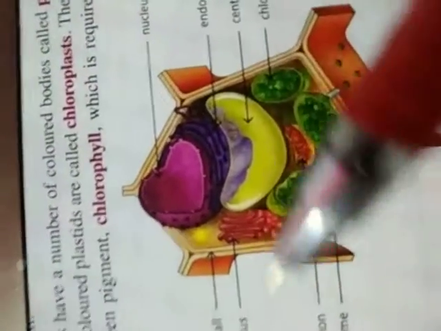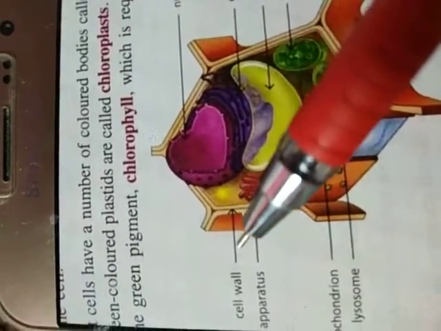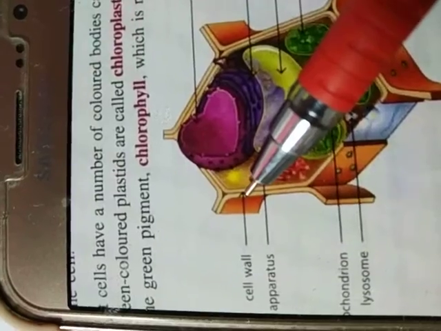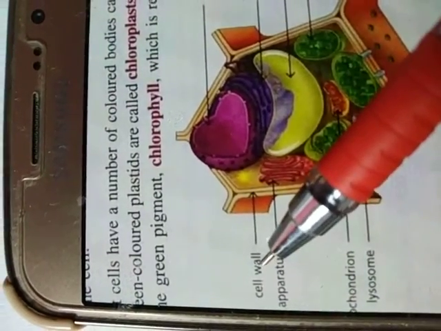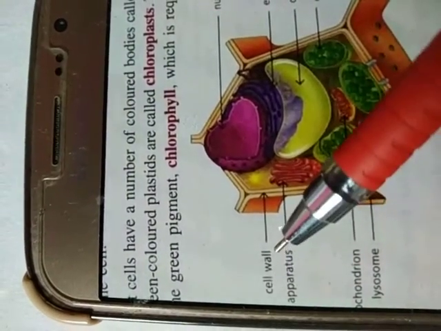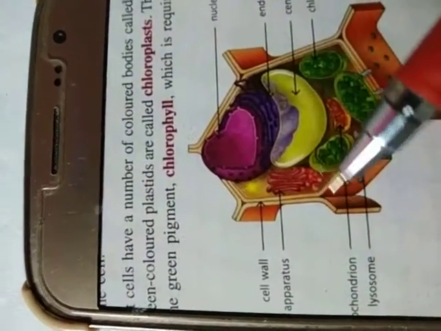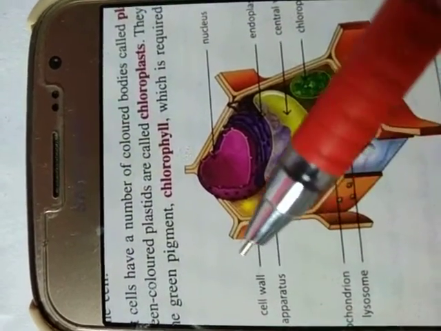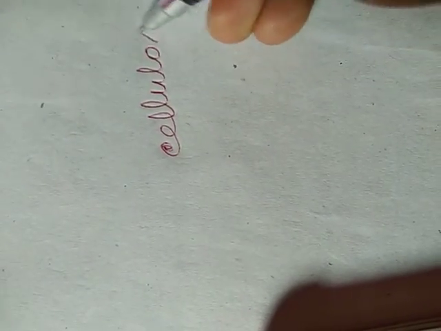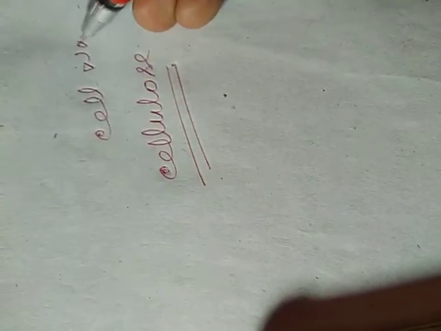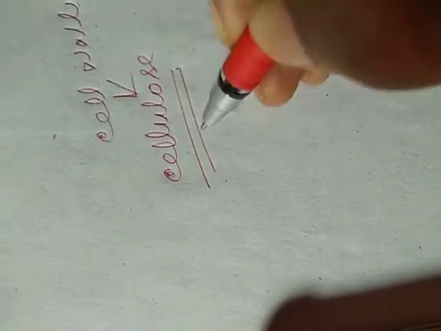But in the case of plant cells, at the outer side of the cell membrane there is an extra layer. This outermost layer is called the cell wall, which is not present in the animal cell. Only the cell wall is the outermost layer present in the plant cell. This cell wall is made up of cellulose.